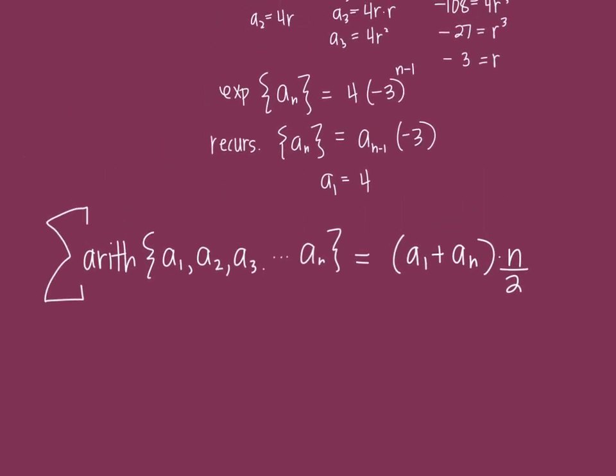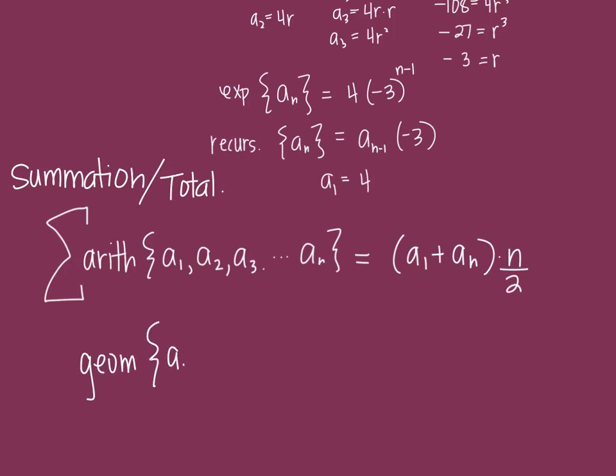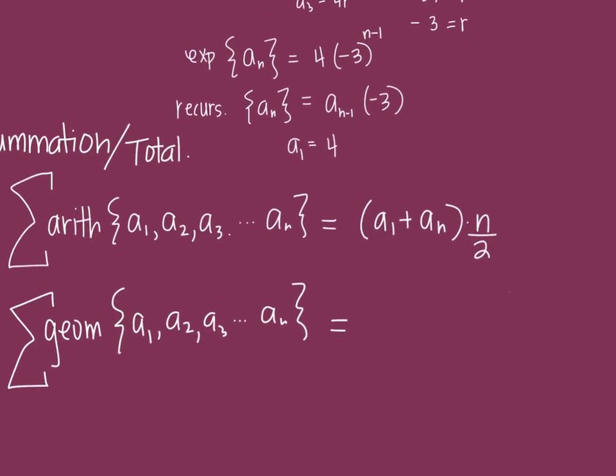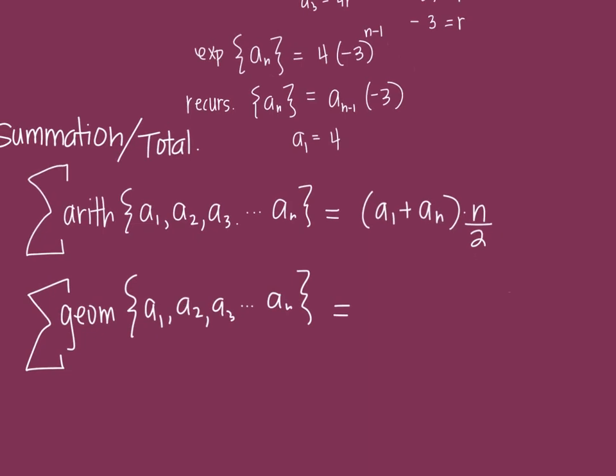So we maybe should title this total or summation. Okay, summation means total. So what if we have a geometric? A sub 1, a sub 2, a sub 3, dot, dot, dot, a sub n, and you know that it's a geometric. How do you find the sum of that? Well, it has its own formula. And the formula goes like this.